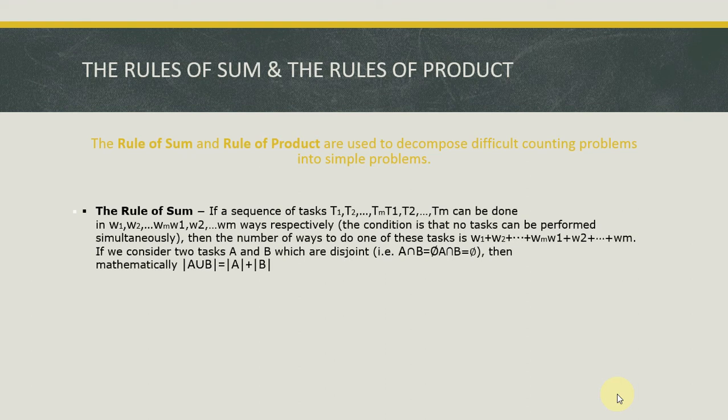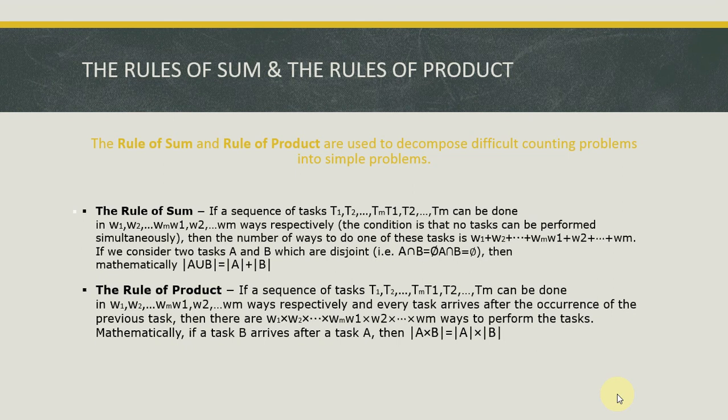The rule of sum: if a sequence of tasks T1 to Tm can be done in W1 to Wm ways respectively, and the condition is that no two tasks can be performed simultaneously, then the number of ways to do one of these tasks is W1 + ... + Wm. If we consider two tasks A and B which are disjoint, then mathematically the set of A union B equals the set of A plus the set of B. This is the rule of sum.